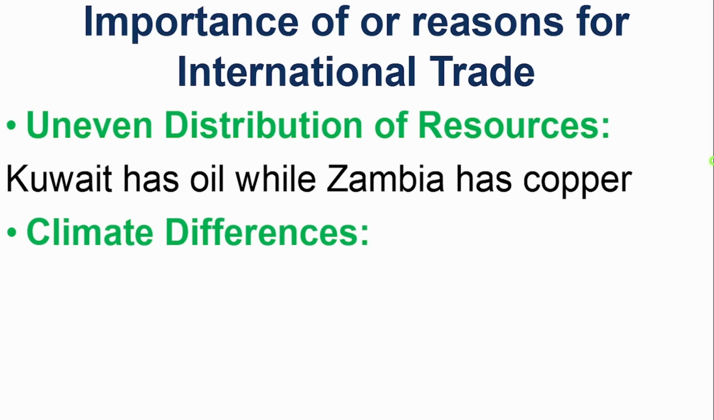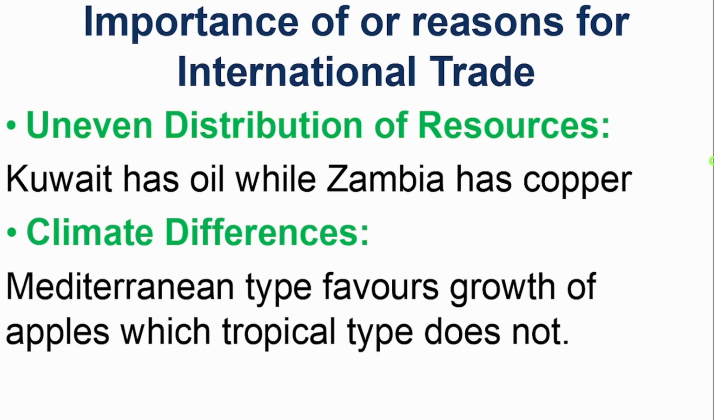The second point is there are climate differences. What do I mean? For example, the Mediterranean type of climate allows for the growth of apples. Now, the tropical climate does not. So we are going to trade with countries that fall in that Mediterranean type of climate so that we are able to have the apples that we may need in our countries. We can find a lot of examples on the different types of climates and where they are found. Those of you that are doing geography, I'm sure this is something very familiar.